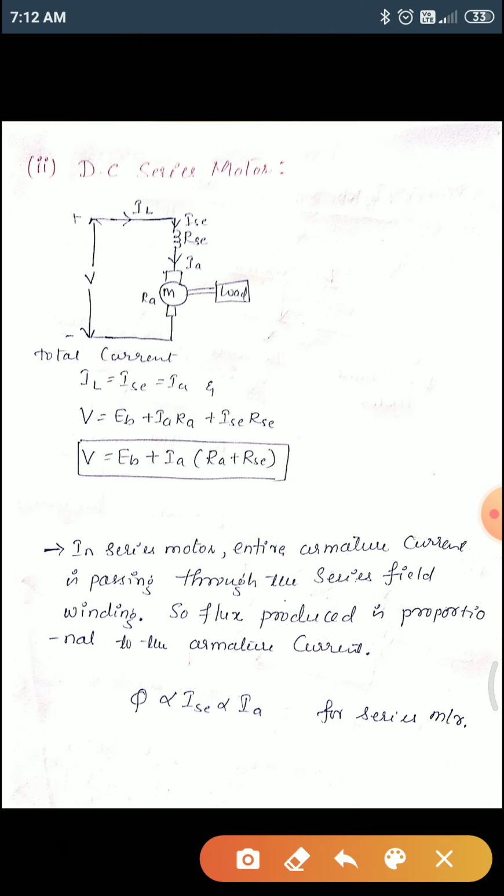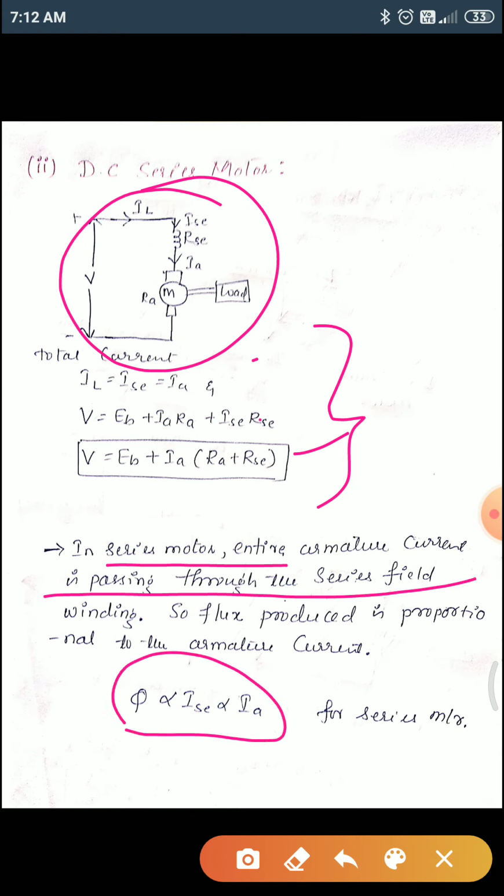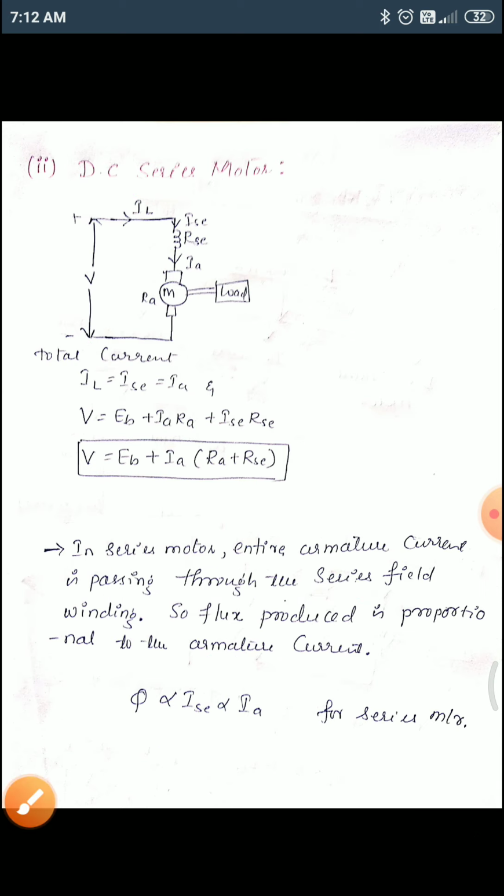So this you can write. And remember all these formulas. If you remember this circuit diagram, you can easily write all these things. The only thing is you have to remember the circuit diagrams of each type. And in this series motor, the entire armature current is passing through the series field winding, so the flux produced is proportional to the armature current. Since these two are in series, the current is the same. So this is for the series motor.